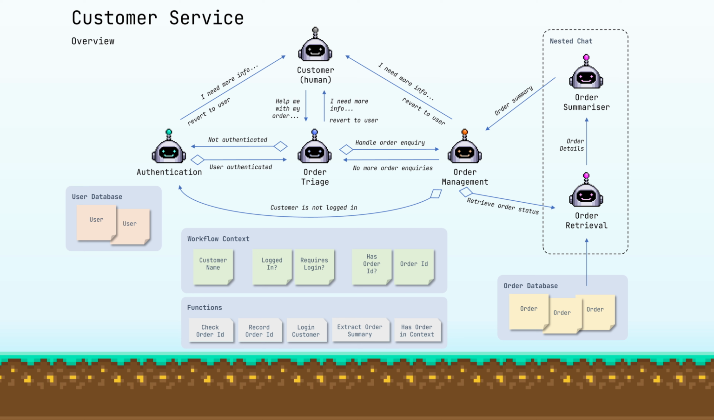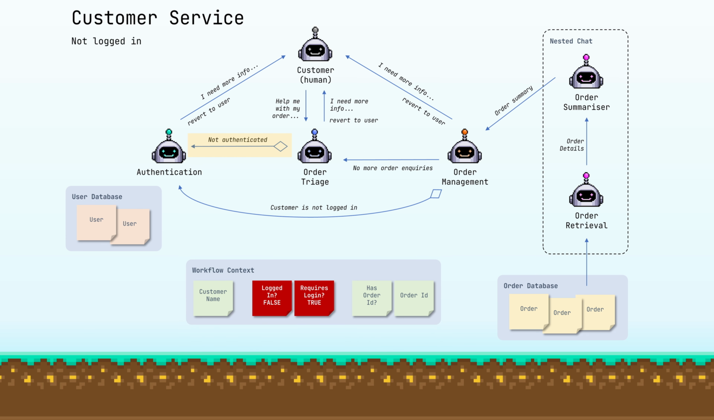We want the customer to be authenticated before they can inquire about their orders. Once authenticated, they can get their order details provided by the nested chat. Our transitions are highlighted with the arrows, and the diamonds represent conditional transitions. These are only available when certain context values are true.